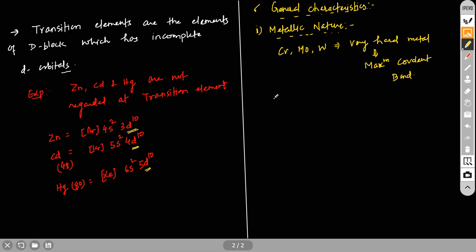Another point, write down, the second one is atomic radius. Now, for atomic radius there is no regular trend, because of the weak shielding effect of d and f orbitals and the electronic repulsion also. So both factors we have to consider. In the 3d series, the atomic radius gradually decreases.